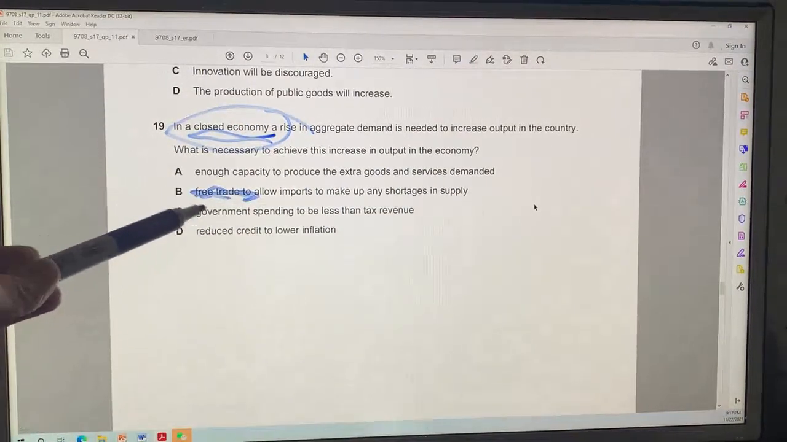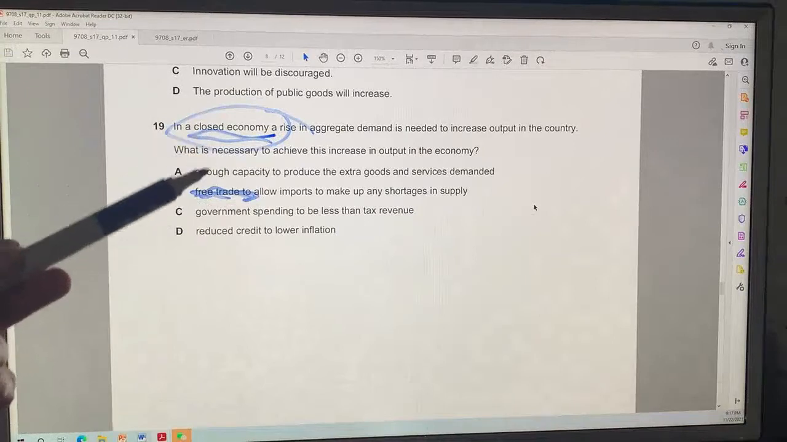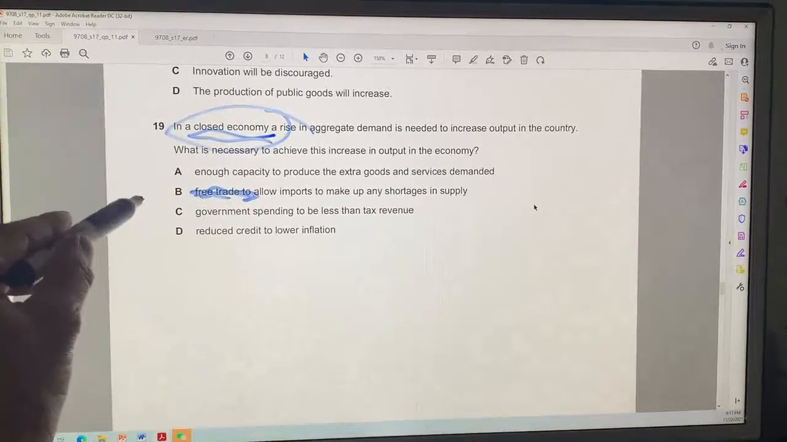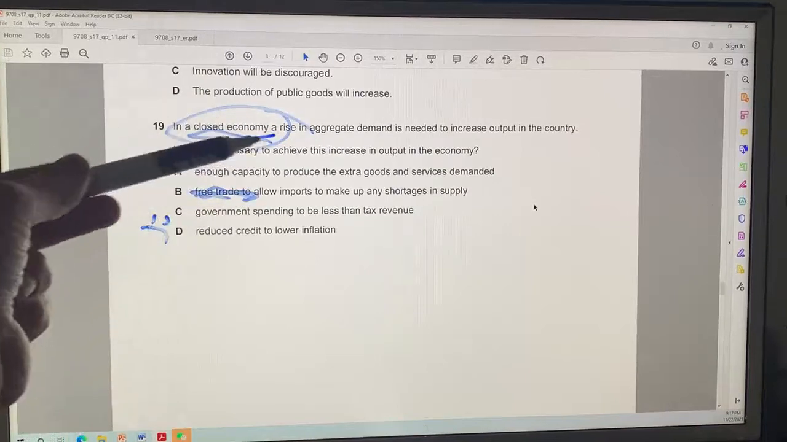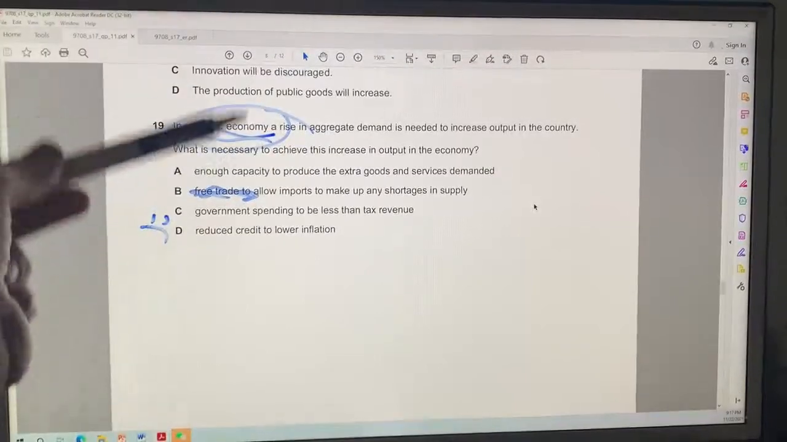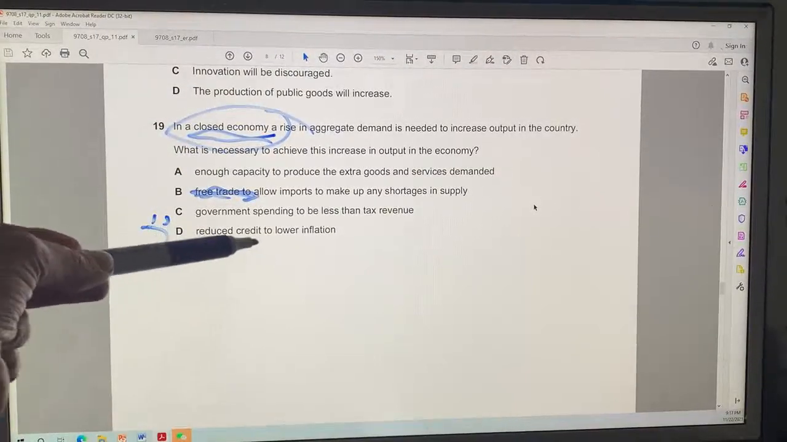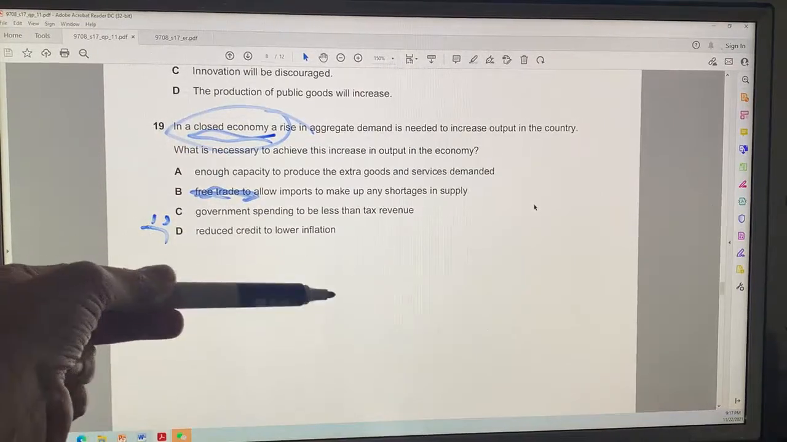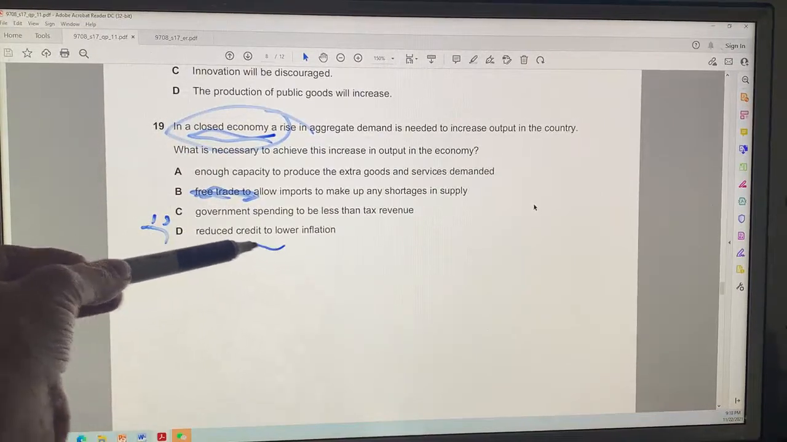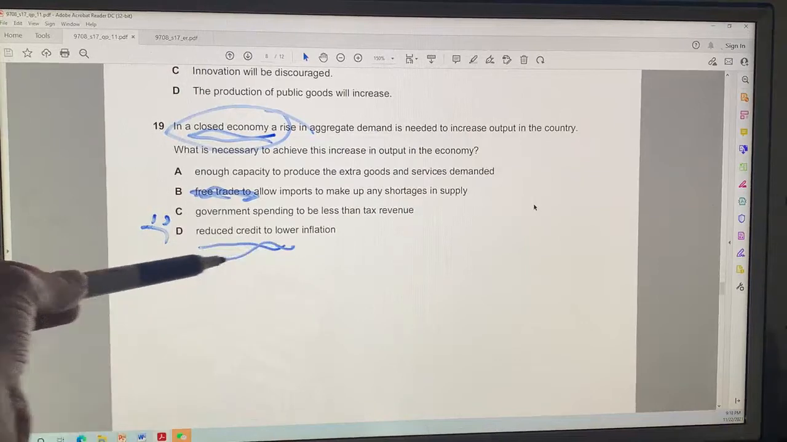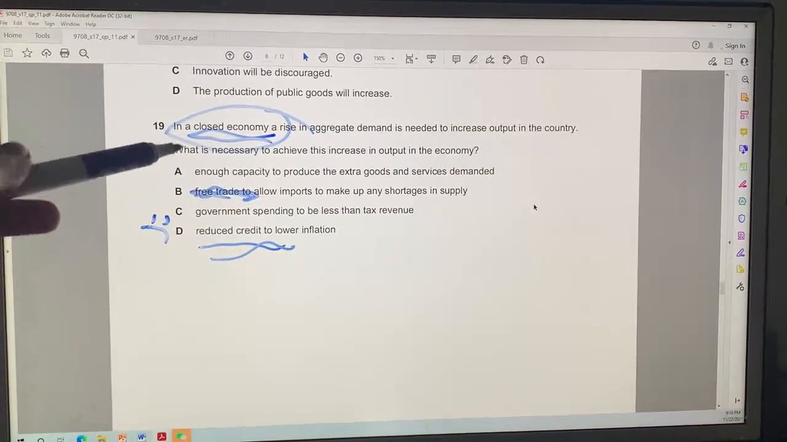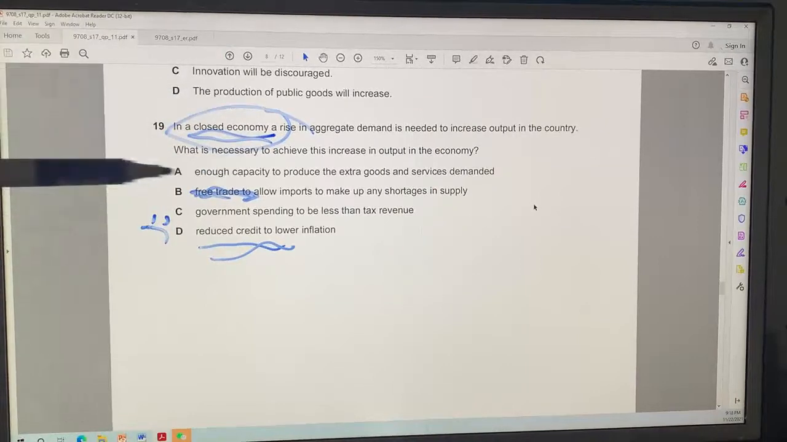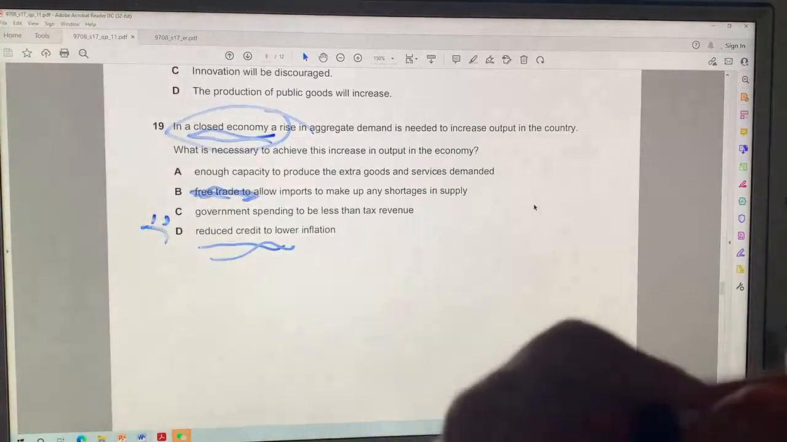C, government spending to be less than tax revenue. No. That's kind of nice, but that's not going to help you increase aggregate demand. D, reduced credit to lower inflation. Well, reducing credit will reduce aggregate demand. So really the only answer for 19 can be A, right? It's simple enough.